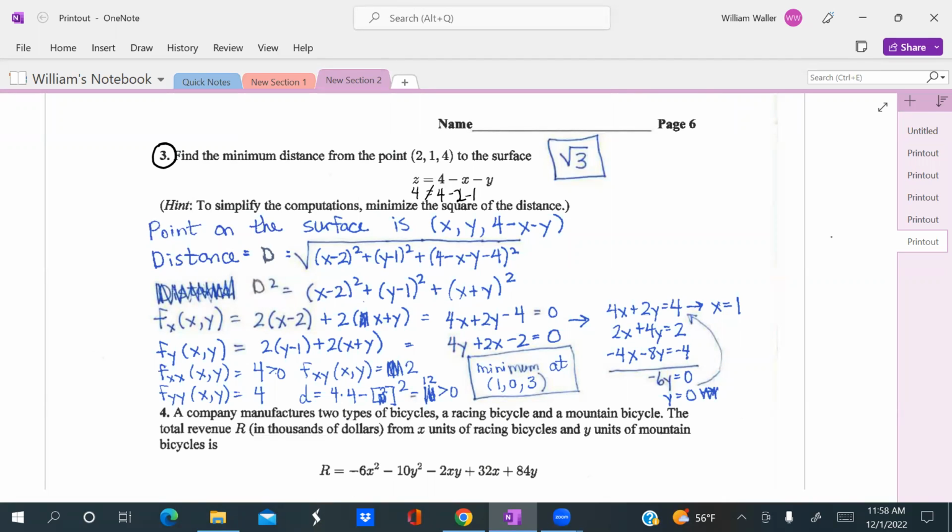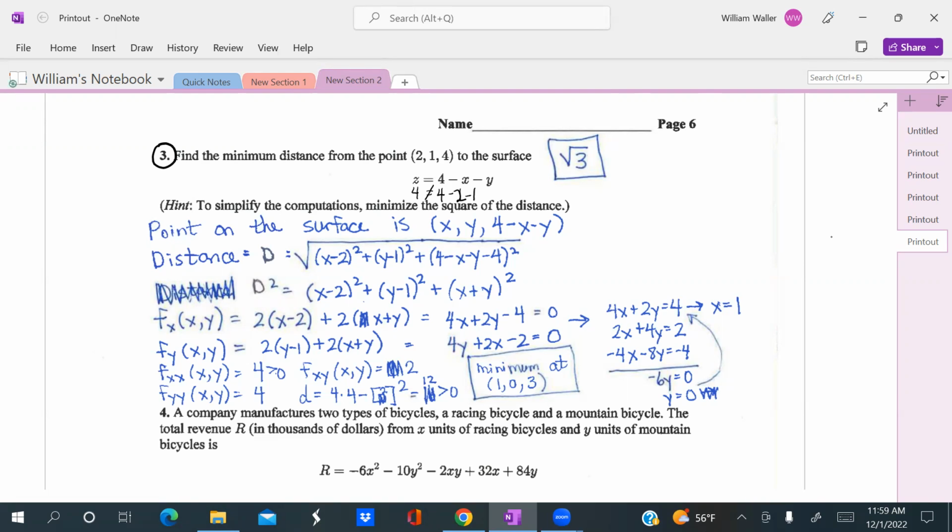So you know the distance formula, right? It's the difference between the x coordinates squared, the difference between the y coordinates squared, plus the difference between the z coordinates squared. Be careful with the signs there, and then you take the square root of that to compute the actual distance.